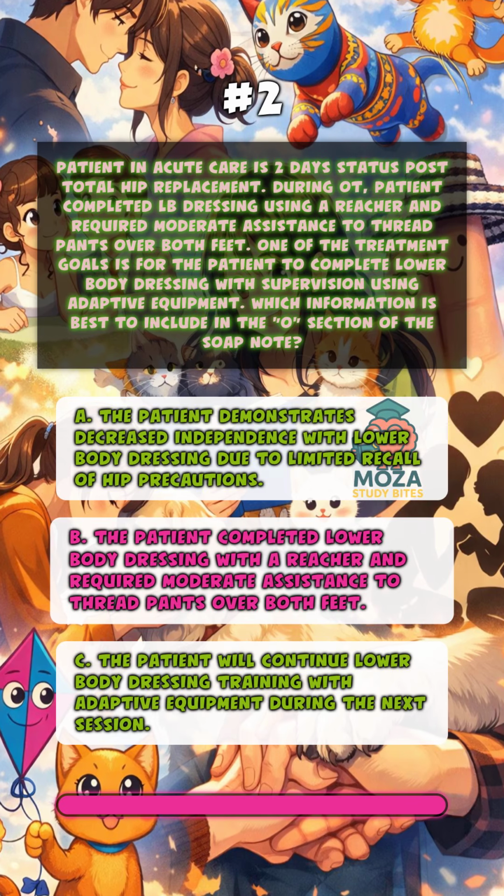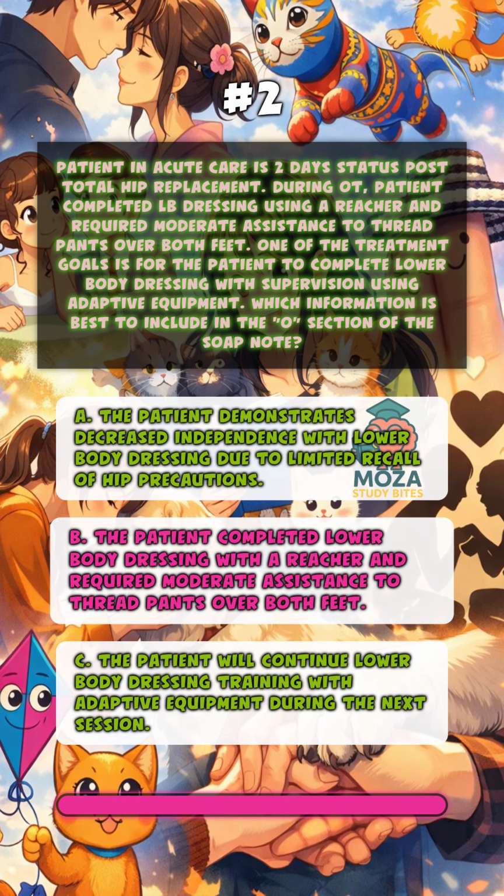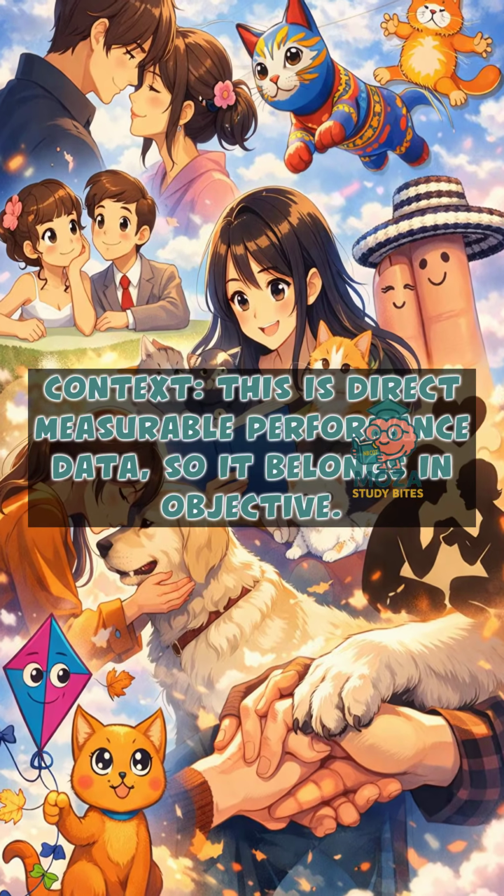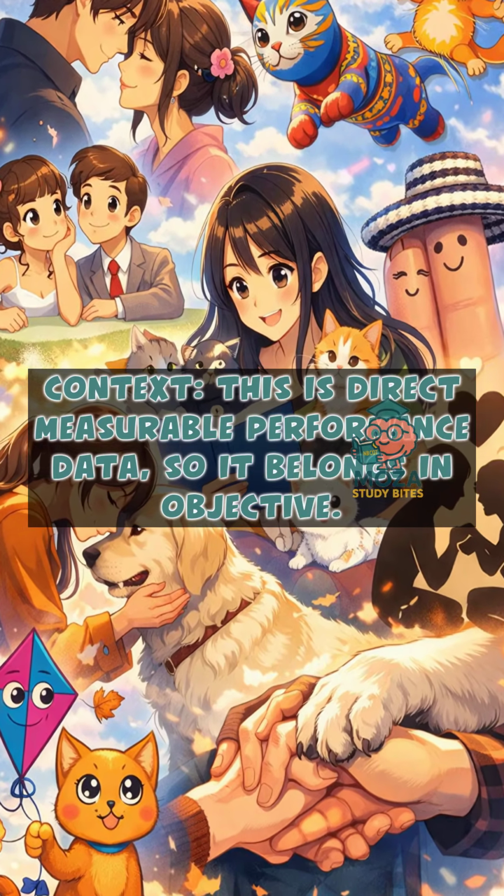B. The patient completed lower body dressing with a reacher and required moderate assistance to thread pants over both feet. Context: this is direct, measurable performance data, so it belongs in objective.